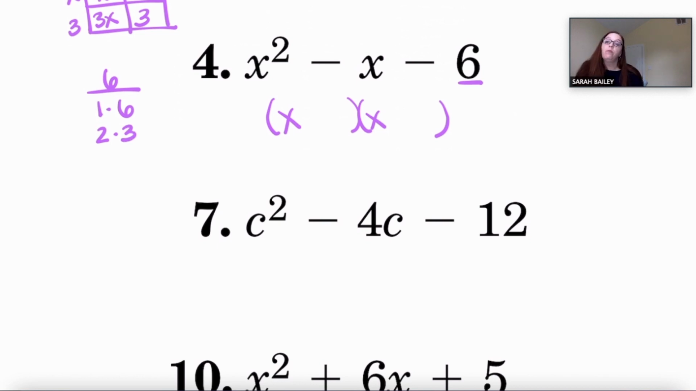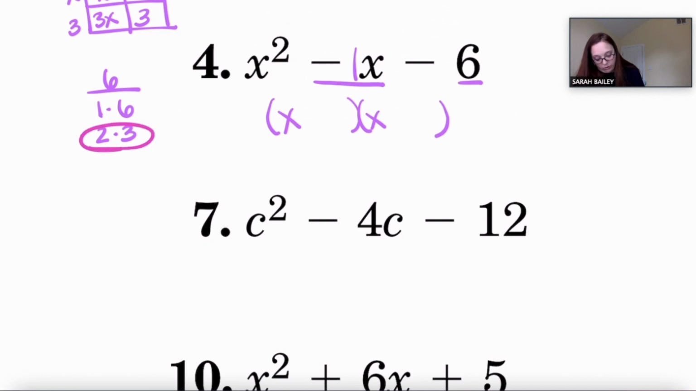Now, since I have more than one pair of factors, I want the pair that's going to give me my middle term, which is a negative 1x. So I want to add these two numbers in such a way that I get a negative 1. If I do 1 plus 6, I get a 7. If I do 1 plus negative 6, I'd have a negative 5. If I did negative 1 plus 6, I'd have a positive 5. So that's not going to work. 2 plus 3 is 5, but 2 plus negative 3 is negative 1. So that's the pair of factors that I actually want.